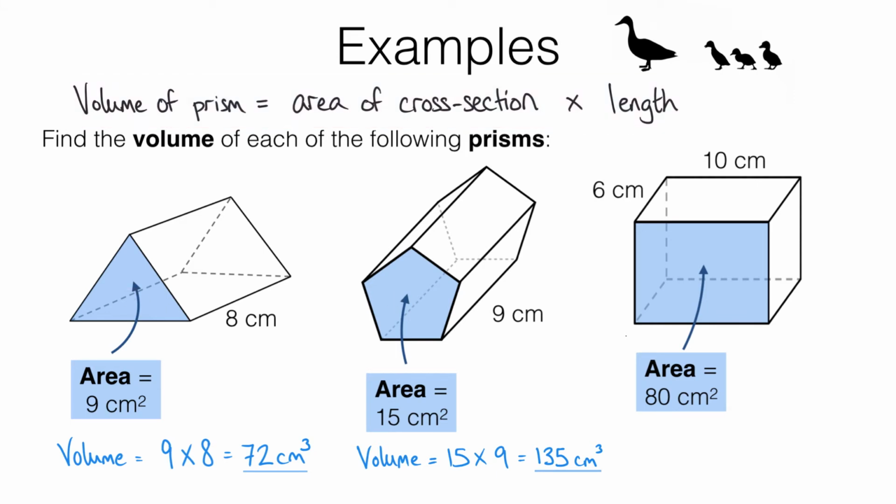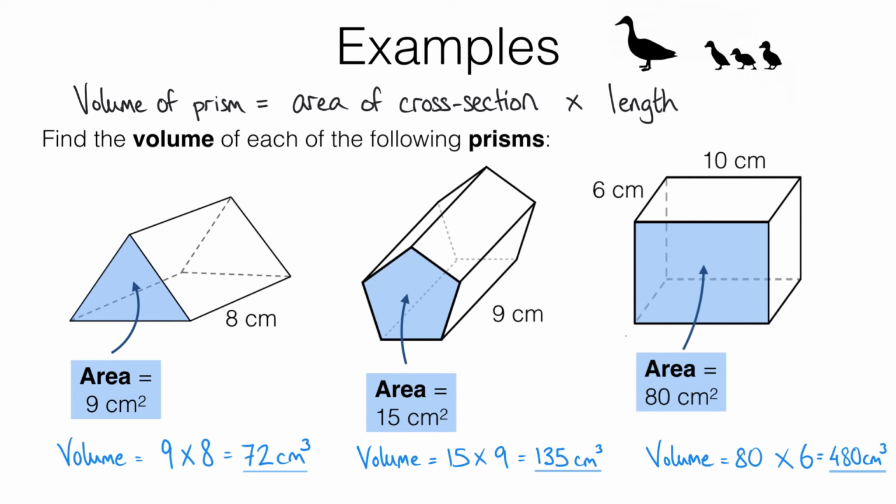So, the volume of this cuboid is going to be the area of this cross-section multiplied by the length. With this one, we have to take a little bit of care. What's the length? Is it 6 centimeters or is it 10 centimeters? Well, remember, the length has to be the distance between the two bases of the prism. So if this is one of the bases, then the other base is the one back here. That means the distance between them is 6 centimeters. So we need to work out 80 centimeters squared multiplied by 6 centimeters, and that gives us 480 centimeters cubed.